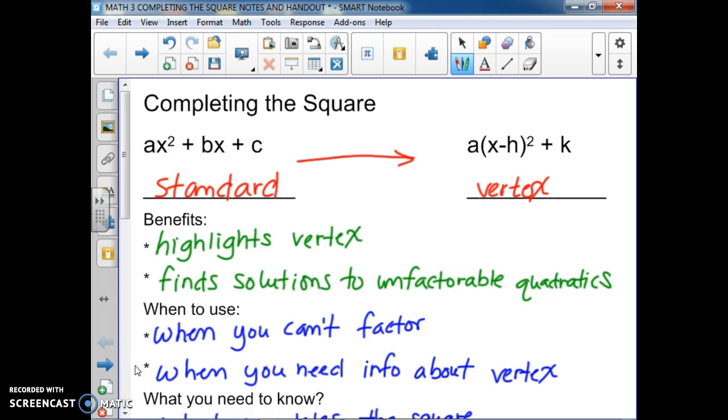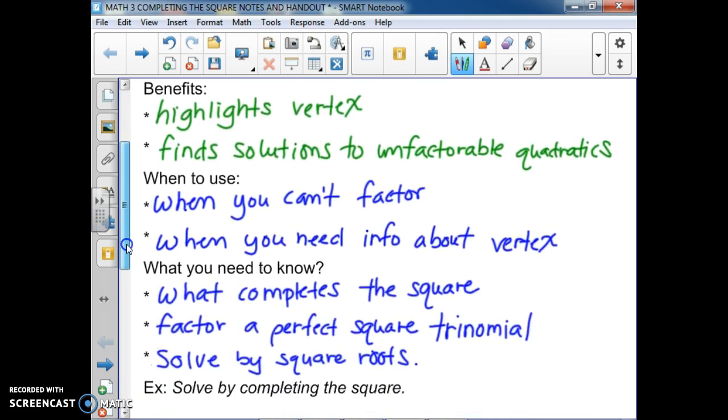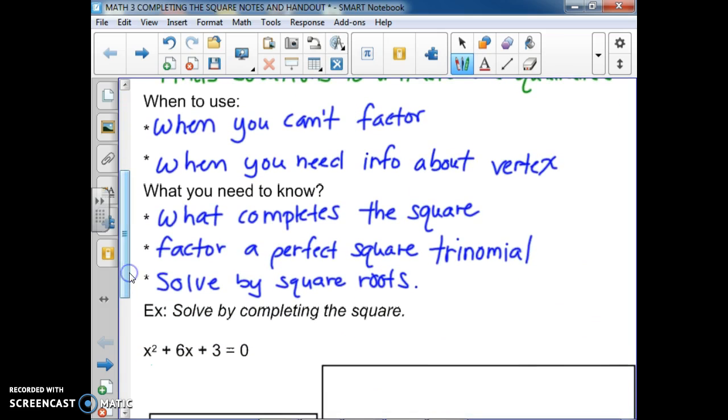Alright, so that leads me to my next point, when to use completing the square. You use completing the square when you can't factor. You also use completing the square when you need to know some info about the vertex, because like I said earlier, you can change a standard form equation to a vertex form equation.